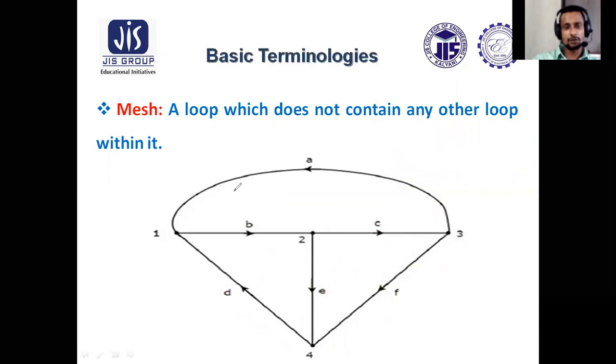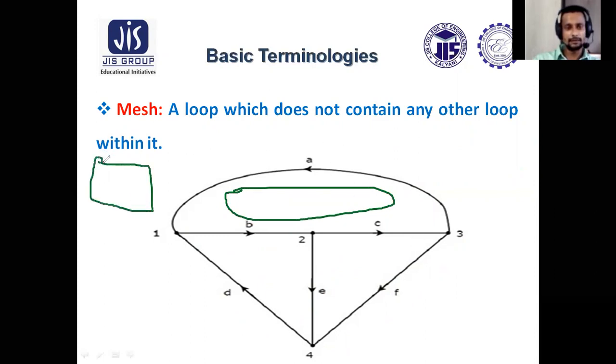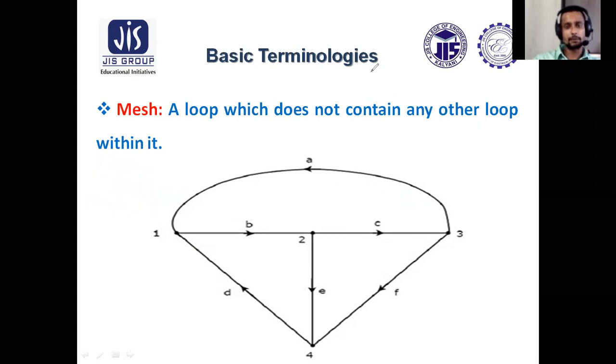So a mesh should have one loop within it. It should not contain any other loop. So suppose this is a loop. Okay, this is a mesh as well. But whenever this is broken in two parts, this one is one loop, this one is another loop, and the outer part is also a loop. But 1 and 2 are two meshes. The outer part is not a mesh because it contains two other loops within it. So this is the concept of mesh.